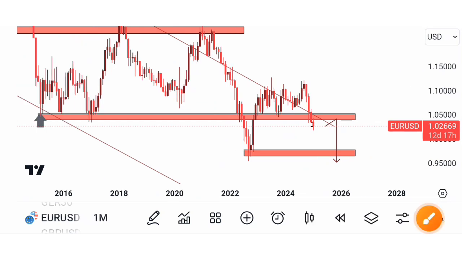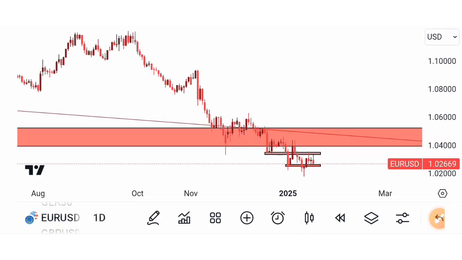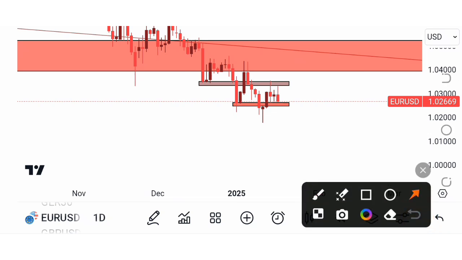Now the way to take advantage of this market is to go to a smaller time frame. For this one, I'm just going to go straight to the daily time frame, and over there you want to identify areas of interest where you could potentially sell from. And over here I do see that we have a structural zone over here and another one here.